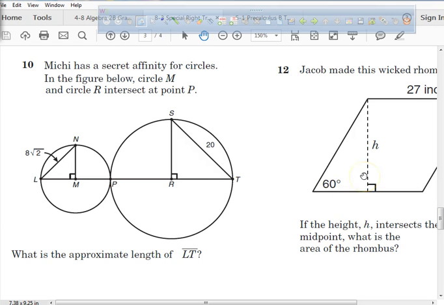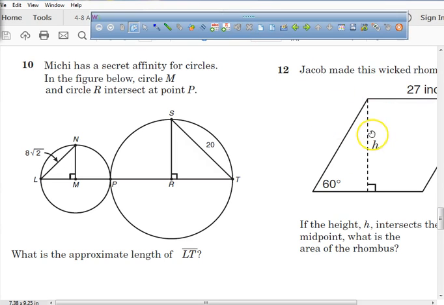All right, so HE has a secret affinity for circles. I'm glad. It's always good to have an affinity for circles because circles are everywhere. Whether you like it or not, they're everywhere. You should be thankful that your cars have them. That's going to help you get to the places you need to go.